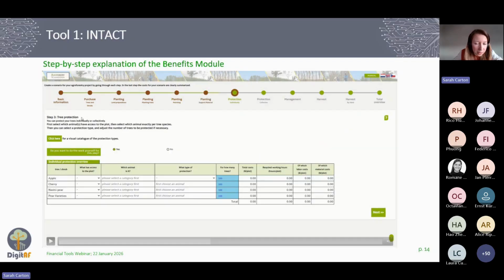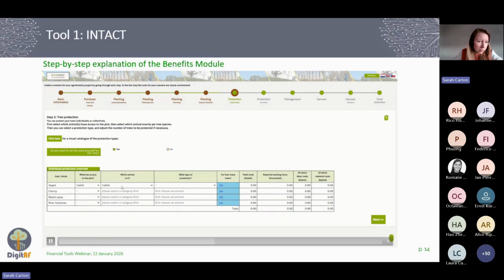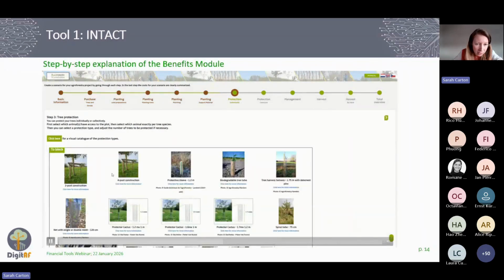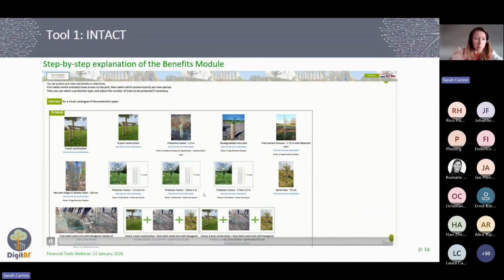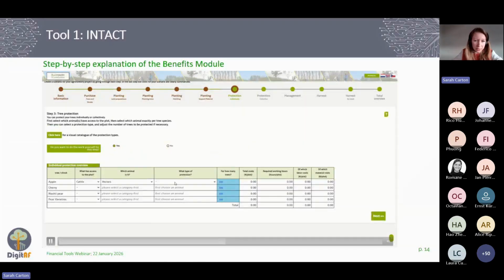The next step is for the individual protection. To protect the trees from animals, there are different methods, of course, but that's based on the animals that have access to the plot. So here I can see, okay, there's cattle, and then define, okay, horses, cattle, or goats are present. Based on the animal, there's a recommendation of the type of protection. If you're not sure which it is, we have a nice pop-up. It's a visual catalog that gives all descriptions of the support types that are present.